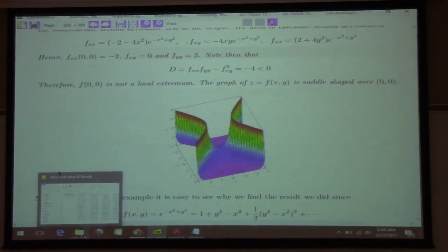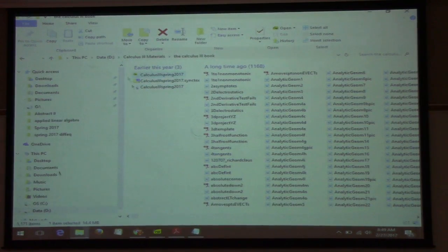So tomorrow we're doing closed set test stuff, right? So like how do you maximize a function on a triangle or something like that? Probably something will work tomorrow.